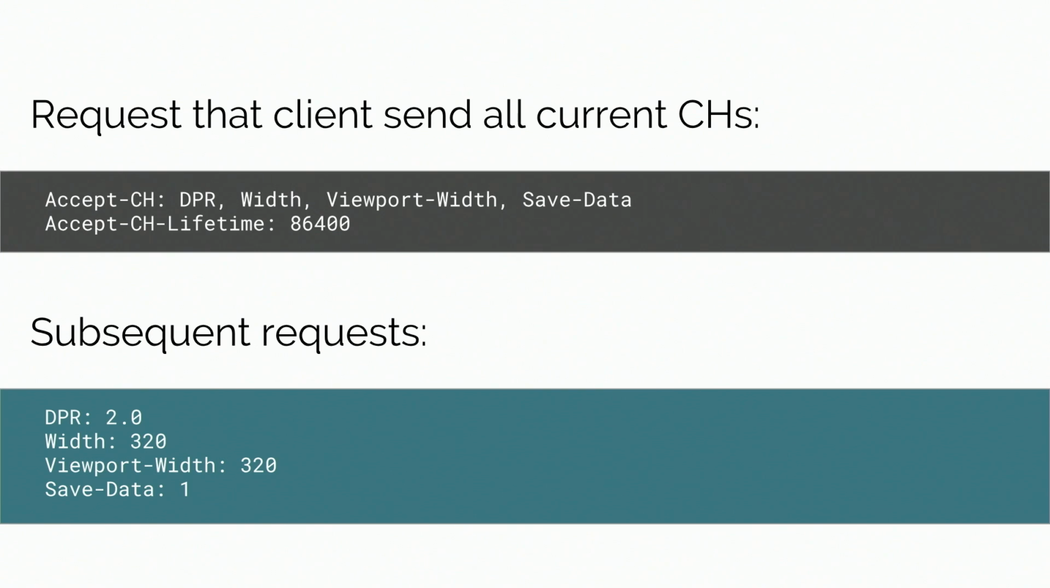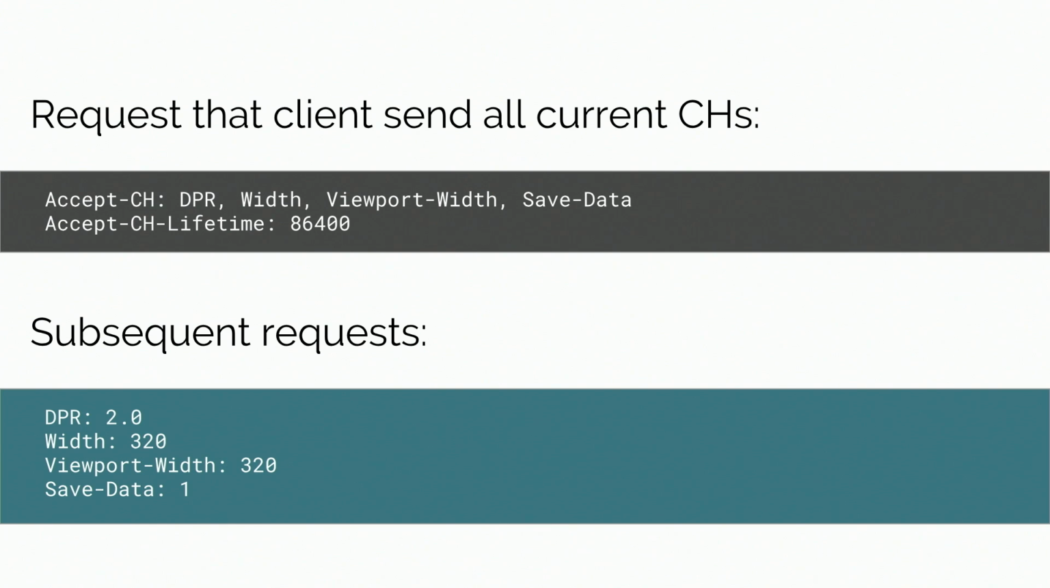And this is how it works. You'll receive a request. The response that you send back will include a response header that says Accept-CH and lists the hints that you are interested in. So in this case, we're listing all of the current ones, which is device pixel ratio, width, viewport width, and save data, and we're giving that a lifetime. So we're saying that on future requests, we'd like to receive this data, and we'd like to receive it for a day. So on subsequent requests, the browser will now send you some additional request headers, which look like that.